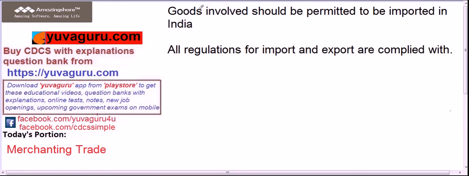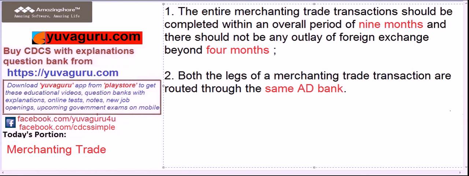What does RBI say about it? Goods involved should be permitted to be imported in India. Means even though they do not come in India, they should still be permitted to be imported in India, and all regulations for import and export are complied with. The entire merchanting trade transaction should be completed within 9 months, and there should not be an outlay of foreign exchange for more than 4 months. Important point is both the legs of the merchanting trade should be routed through the same bank.